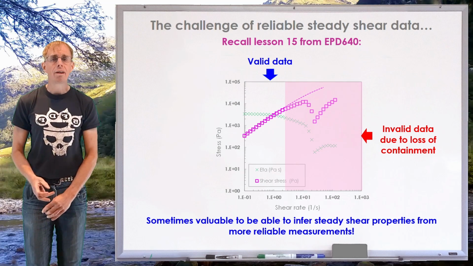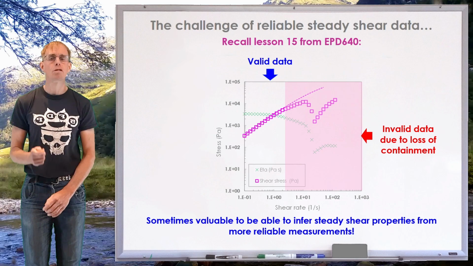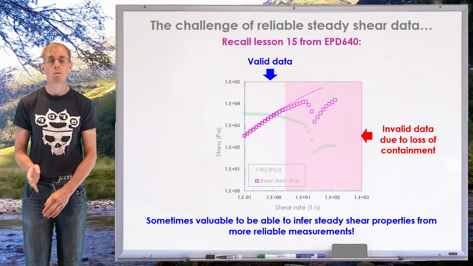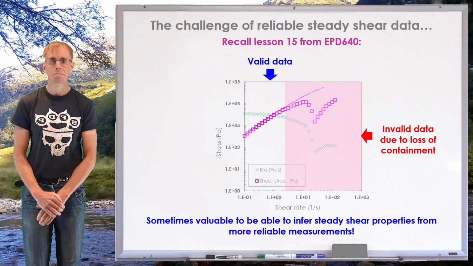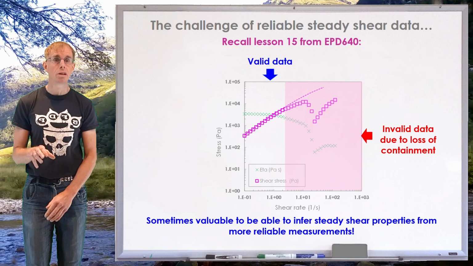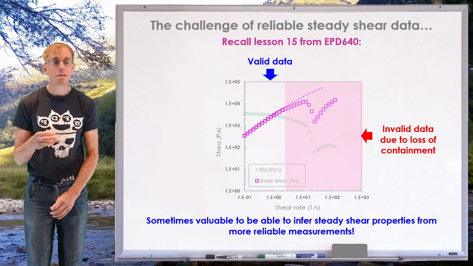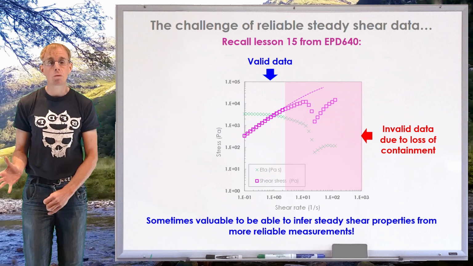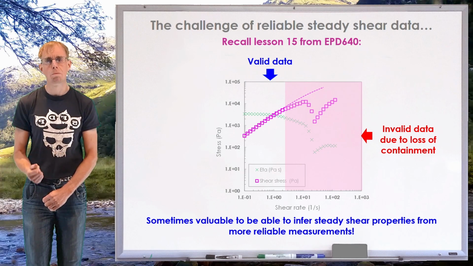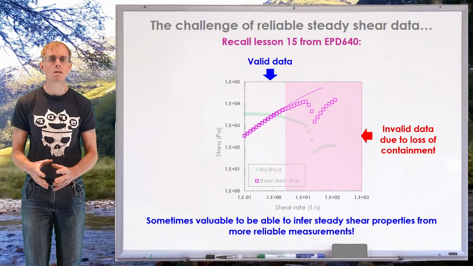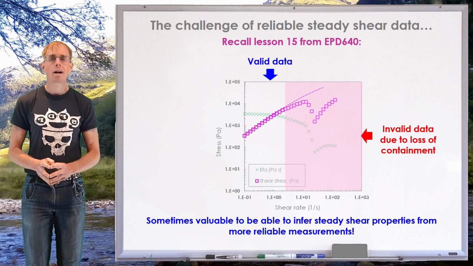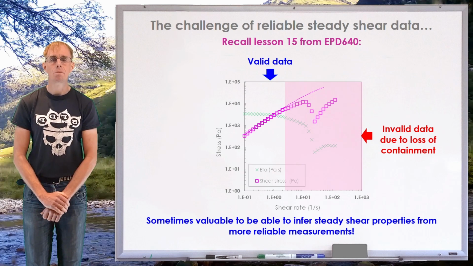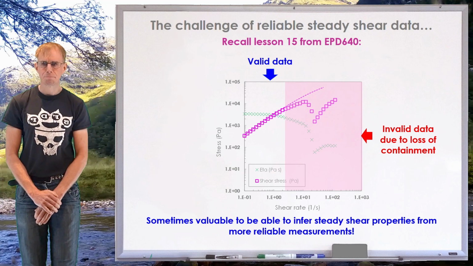What we find is that sometimes it's invaluable to be able to infer steady shear properties from other measurements that may be more reliable within the tooling that we've got. I emphasise the word infer because the types of inference I'm going to be talking about are empirical in nature. They apply to a lot of polymer systems, but not all polymer systems. So these inferences need to be made with your eyes wide open and with a little bit of background research in the extensive literature that is underpinning this kind of practice.